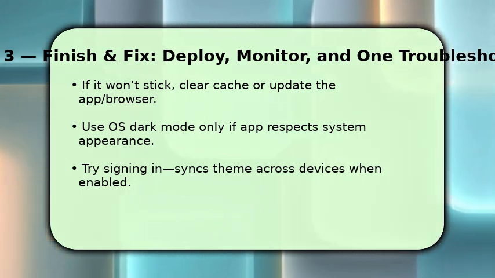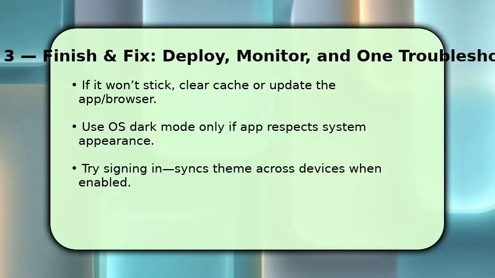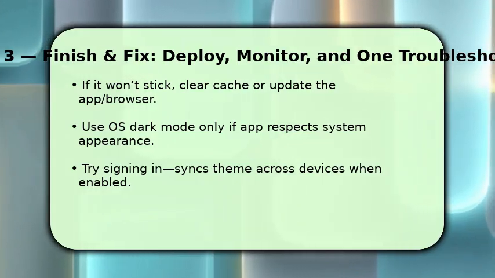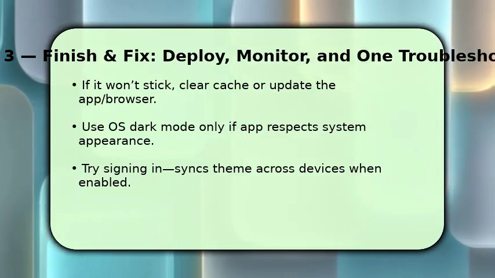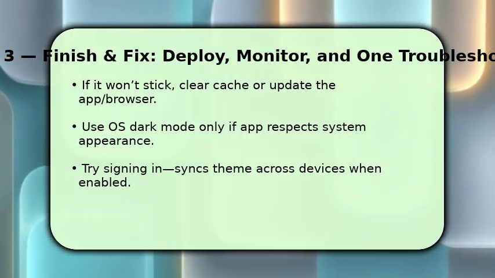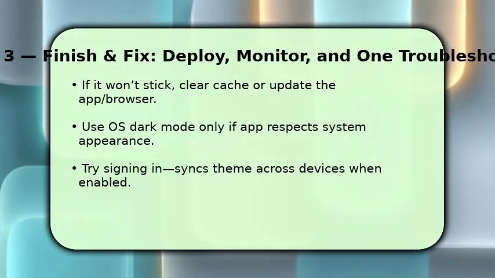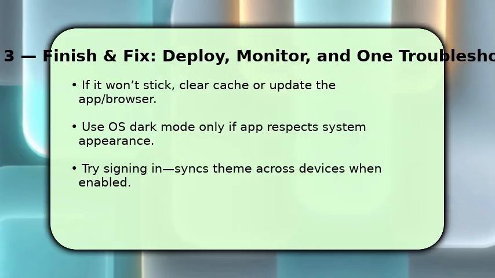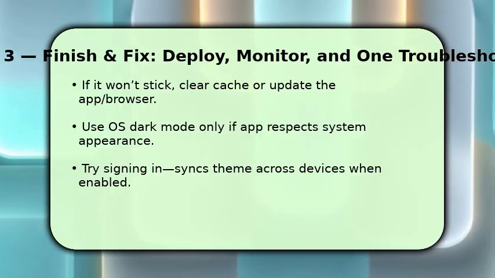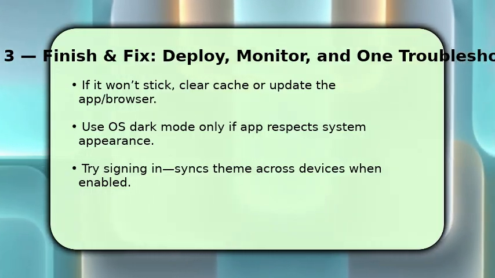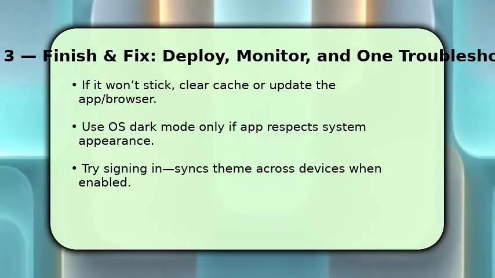If it does not persist, clear your browser cache, restart the app, or update to the latest version, because stale data often blocks the change. Make sure your operating system or browser doesn't force a different theme. Some devices override site settings. If problems persist, sign into your Google account and set the theme while signed in so the preference can sync. This resolves most stubborn cases.